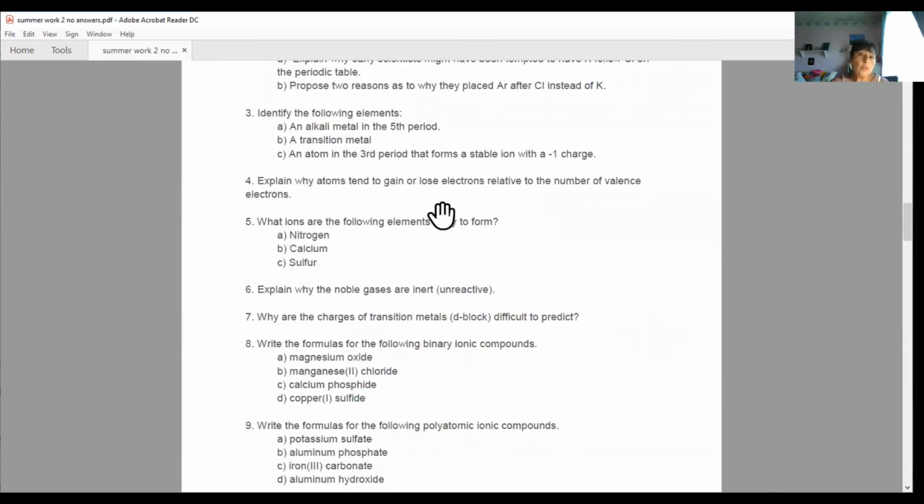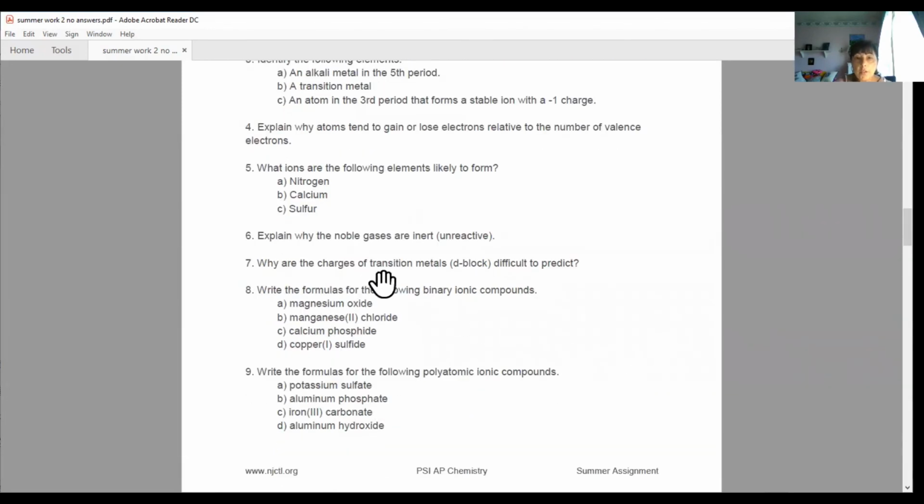Explain why atoms tend to gain or lose electrons relative to the number of valence electrons. So atoms gain or lose electrons to obtain a full valence shell, so that they can become like a noble gas. And which ion are the following elements likely to form? Nitrogen will form a 3-, calcium will form a 2+, and sulfur will form a 2-. Explain why the noble gases are inert. Well, because they have no orbital available for any electrons to be welcomed in.